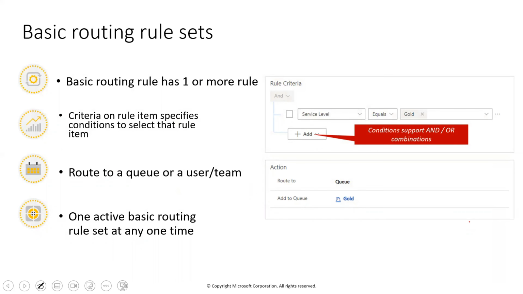In the routing rule sets, you can define which kind of call needs to be diverted to which queue, what is going to be your rule sets. So you can have routing rule sets created. In the rule sets, you can configure one or more rules. The criteria is going to specify the condition. Then you need to specify to which queue it's going to be diverted, and only one active basic routing can be configured at one time.